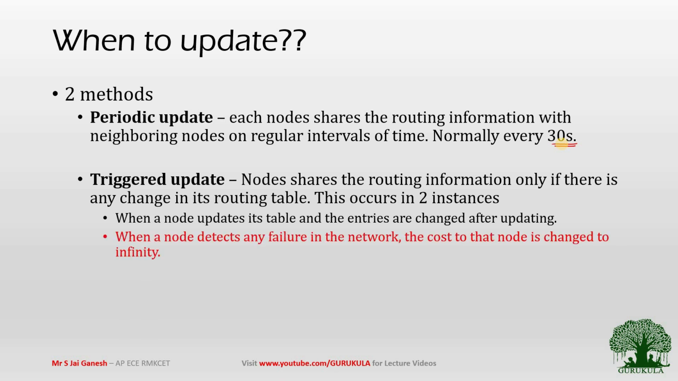And similarly, the other instance could be that a node may detect a failure in the network, so the cost to that particular node has to be changed to infinity, because that node has become unreachable. So any node which is unreachable has to be changed to infinity.